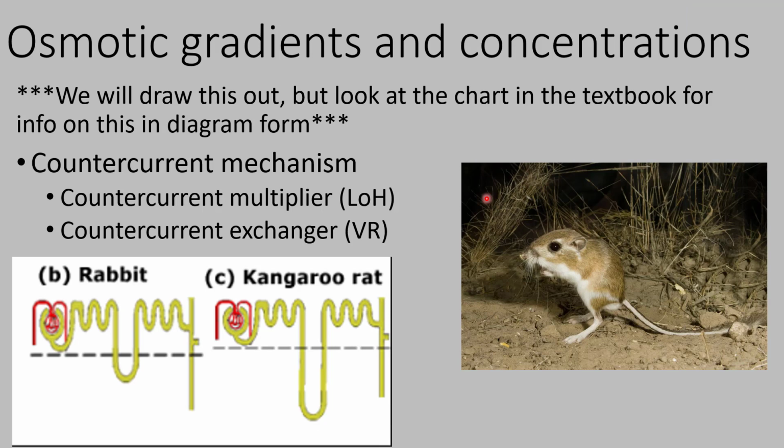So let's talk about osmotic gradients and concentration. Before we draw this out, there is a chart in the textbook where you can see what we're going to draw out. I don't like the way that your textbook presents it. You might like it. I think that it works a little bit better if you draw it out along with me, kind of step by step. It will make a little bit more sense, I think.